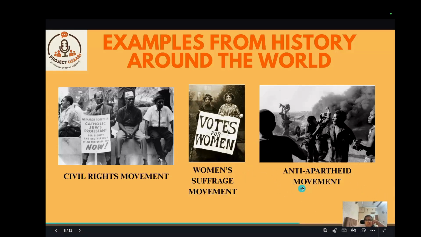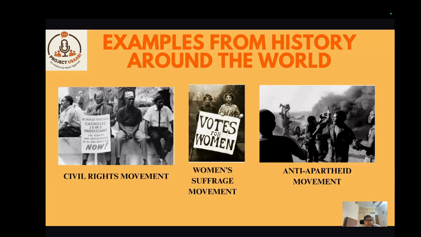Lastly is the anti-apartheid movement. It opposed South Africa's system of racial segregation, also known as apartheid. Activists and citizens and international supporters worked together through protests, campaigns, and political pressure, and the efforts helped end the apartheid system in South Africa, and equal rights were established for everybody.